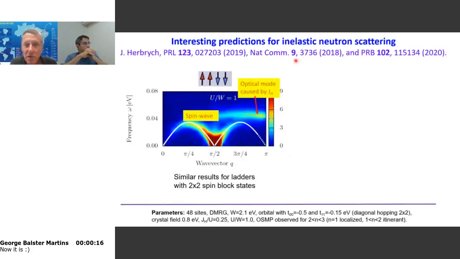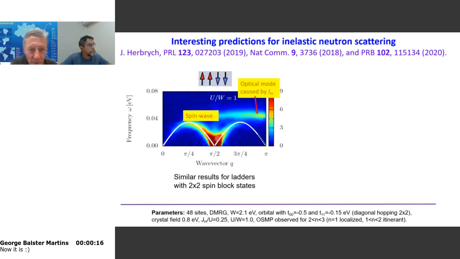Then we made predictions for inelastic neutron scattering. My understanding is that the single crystals are not big enough for a good experiment, so the inelastic prediction remains to be fully confirmed. But what we found is results like this. By the way, this is a huge effort numerically because my collaborators who did the real work target different values of the frequency. And here there are about 200 frequencies that they target. So it's like 200 times the DMRG effort. But it was done.